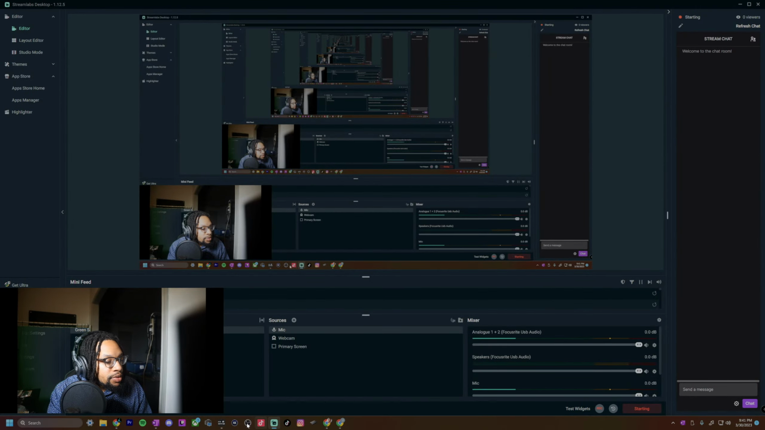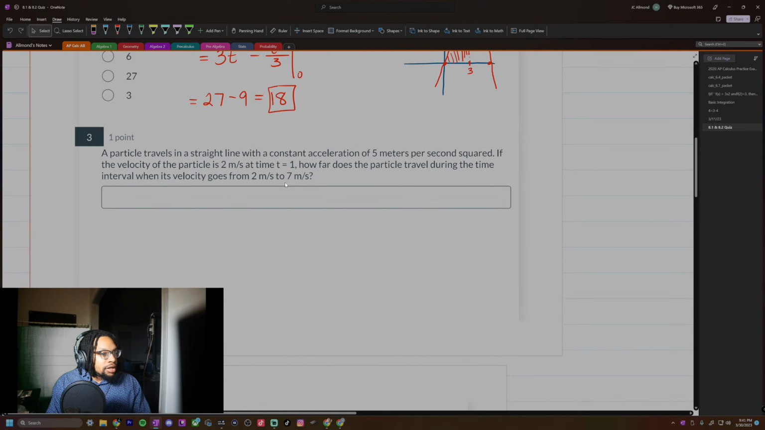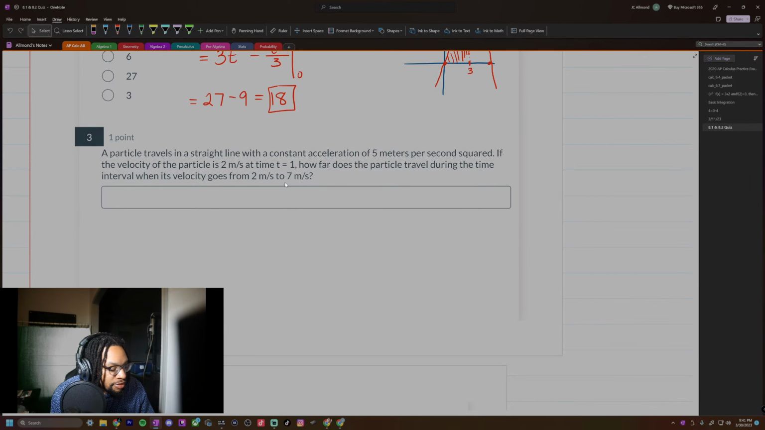All right, so back to the math. We have a particle motion. It gives us acceleration. If I'm trying to find how far something traveled, I got to first find the velocity.